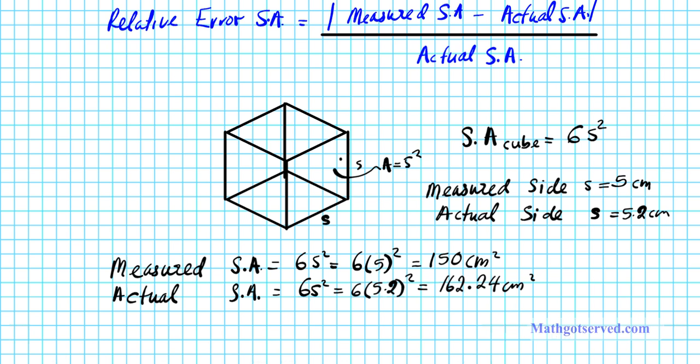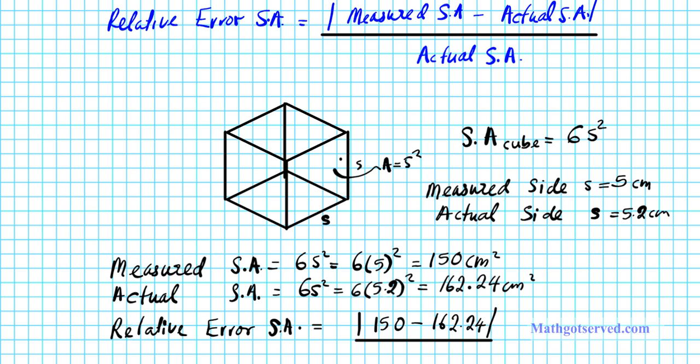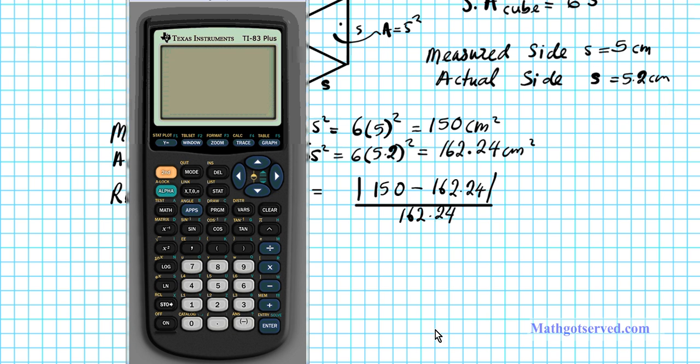Okay, now we have everything we need to calculate the relative error. So let's go ahead and compute that. So the relative error of Terry's surface area is going to be the absolute value of the measured surface area, which is 150, minus the actual surface area, 162.24, absolute value of that divided by the actual surface area, which is 162.24. Okay, so let's go ahead and enter that in our calculators.